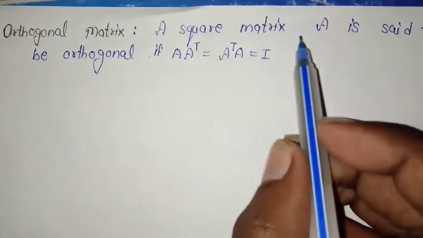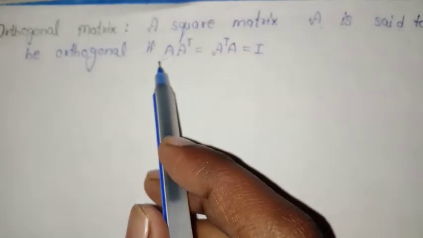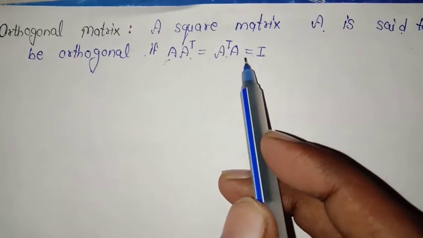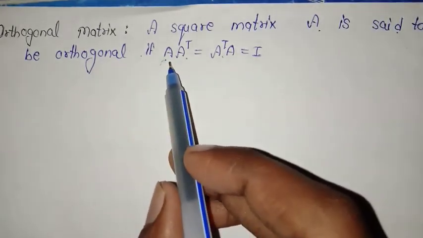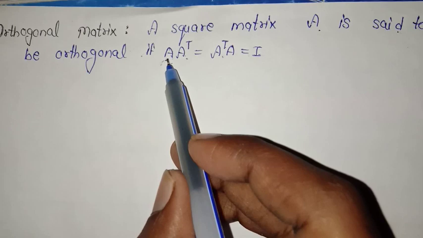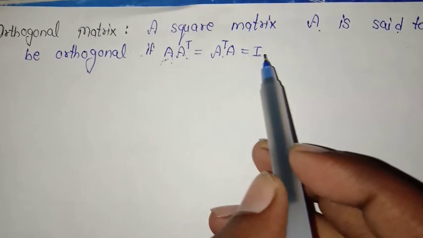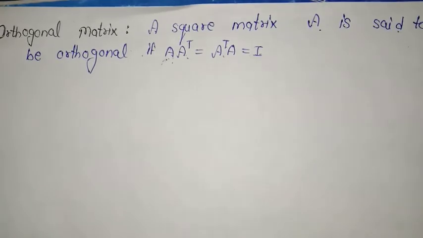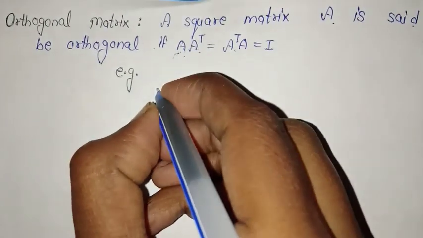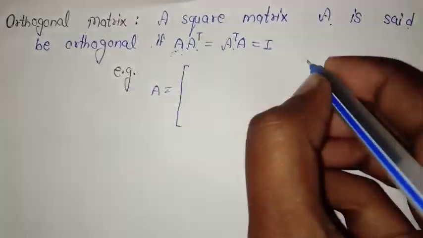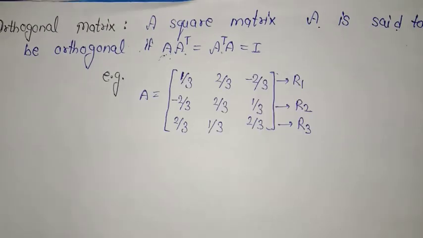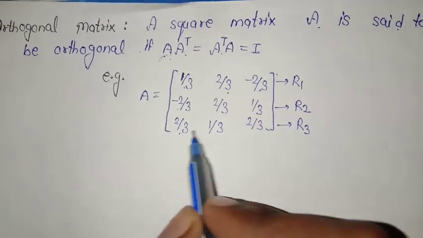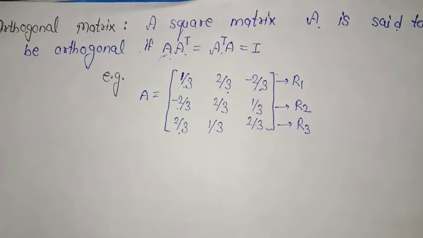A square matrix A is said to be orthogonal if A transpose A equals identity. That is, suppose you have a square matrix and take its transpose, and after taking the product of A and A transpose, if you get identity, you will say that the matrix you have taken is an orthogonal matrix. For example, I have a matrix of order 3: 1/3, 2/3, -2/3, -2/3, 2/3, 1/3, 2/3, 1/3, 2/3. These are the elements of the matrix.